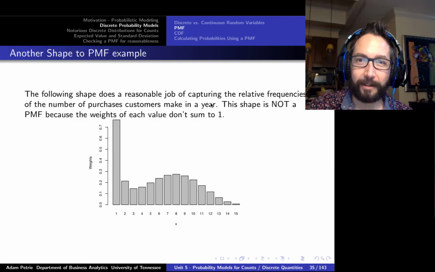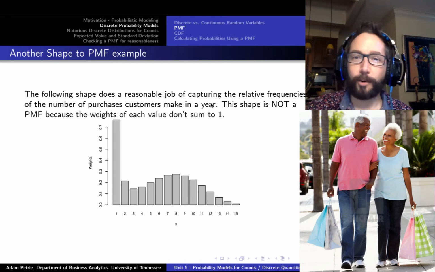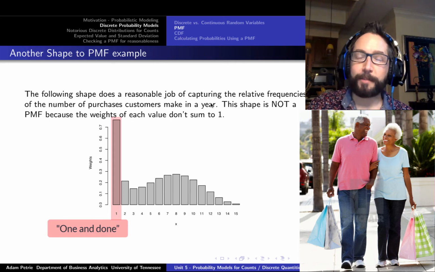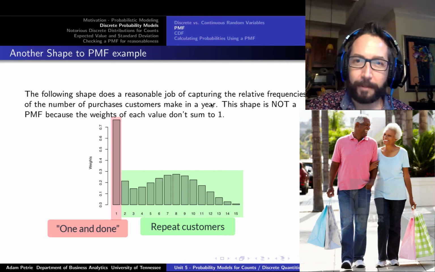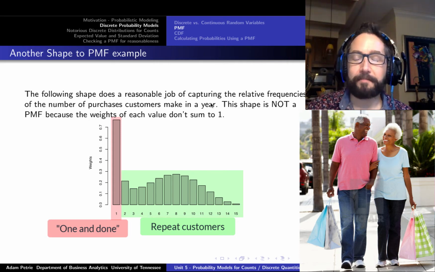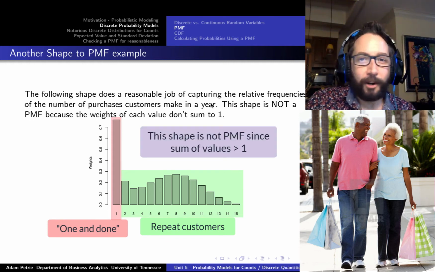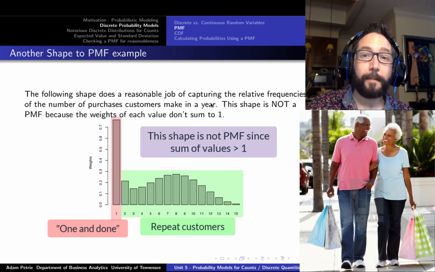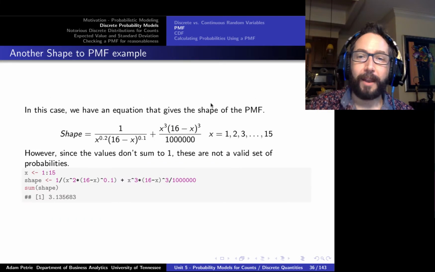So another example, just to make this clear, let's imagine that we're coming up with a probability model that describes the number of purchases a customer makes over the course of a year. So 1 is by far the most likely value to observe, but there's kind of a peak around 8. There's a bit of variation between customers here. It goes from 1 to 15 though. So the shape is not a probability mass function because if we look at the heights of the bars, those aren't probabilities because they're not summing to 1, but we can fairly easily convert this into a valid PMF. How could we do this?